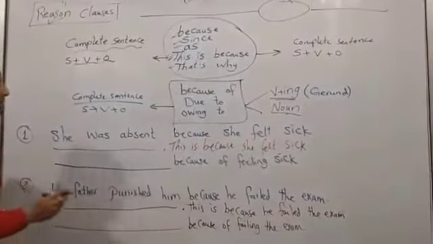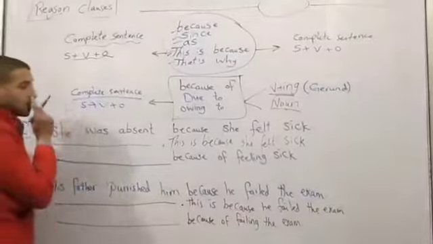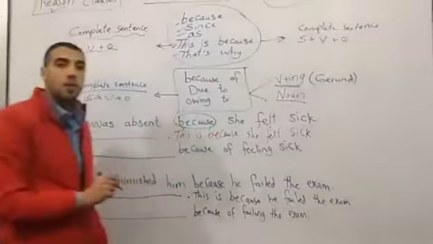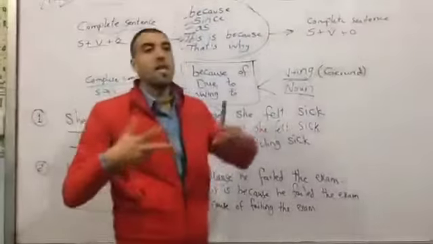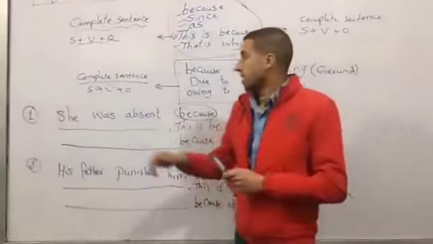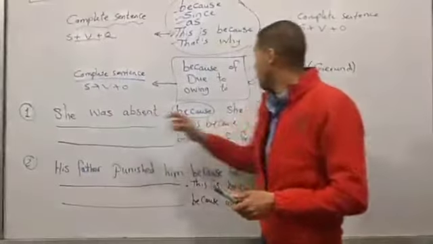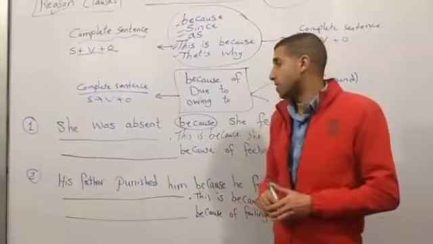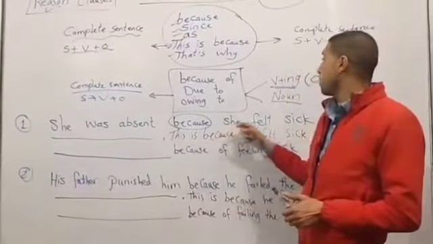Let's take some examples. She was absent because she felt sick. So, because here is a connector. This connector is used to connect two sentences together. To connect the first sentence, she was absent, to the second sentence, she felt sick. Where do you think is the reason? Where is the reason? The reason is she felt sick.